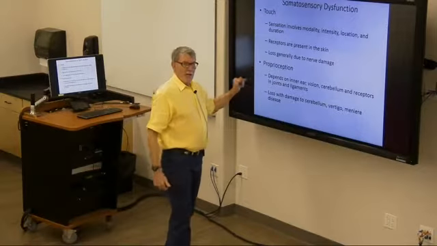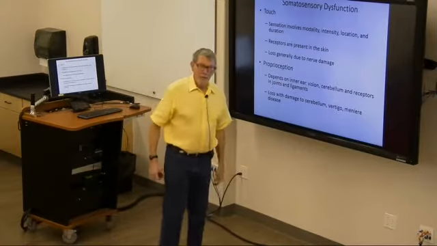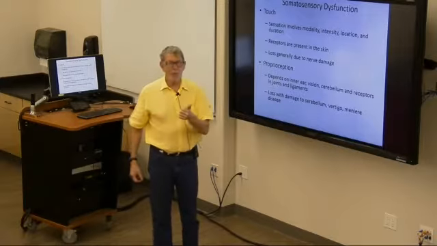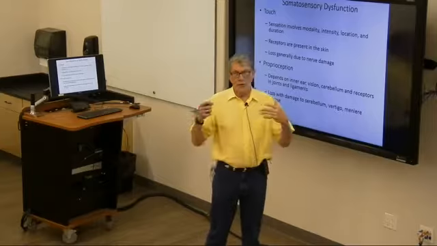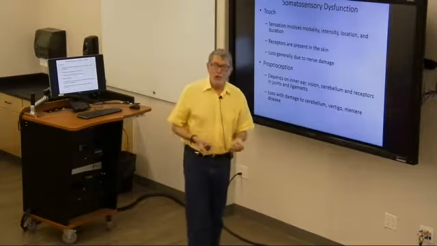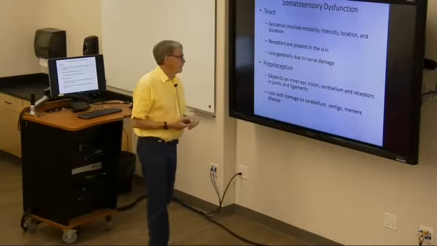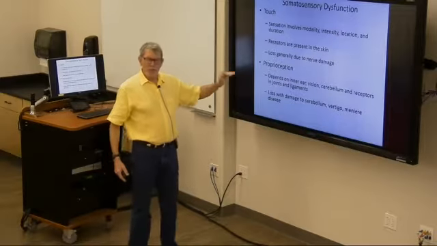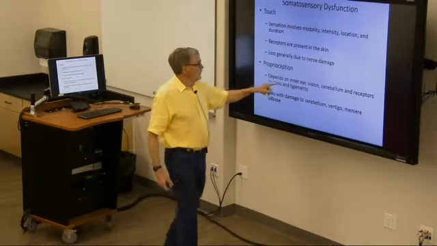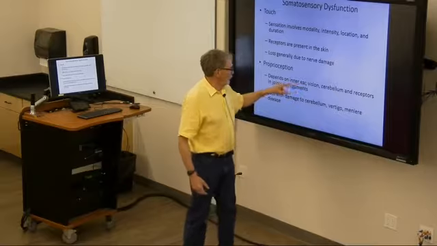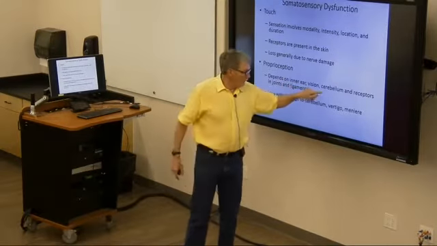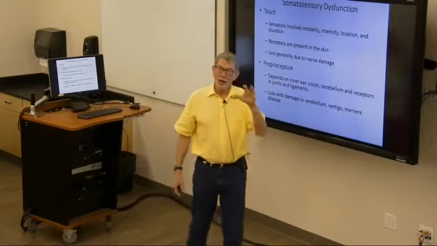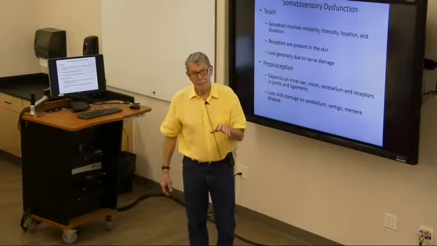Proprioception can be decreased the same way. You can have a decrease in proprioception due to things like ALS or other neurological diseases, or it can be damage to nerves, or it can be damage to the inner ear, which is your vestibular mechanism, or the cerebellum, which houses proprioception.